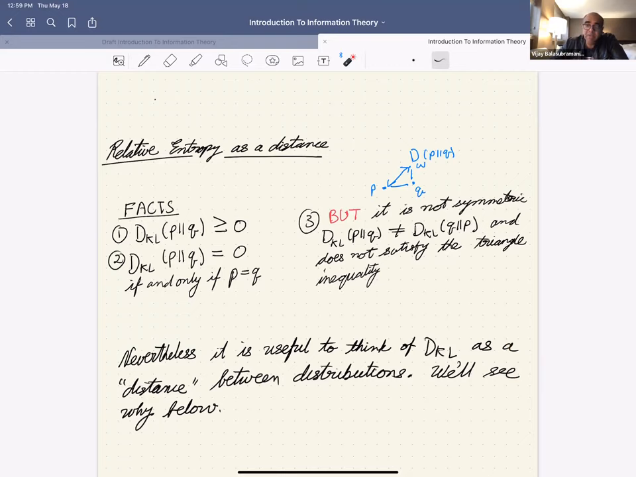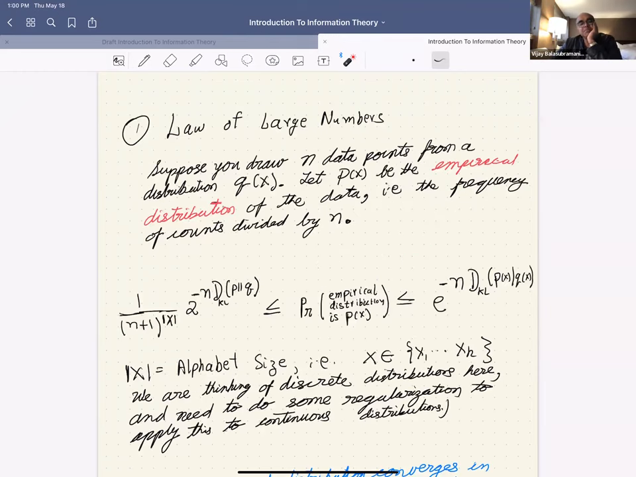Suppose you draw n data points from, oops, this page hasn't changed. This is sort of inefficient. Matteo, I'm just waiting for the page to move. Yeah, I know. Hello? Oh, okay. It moved, yeah.